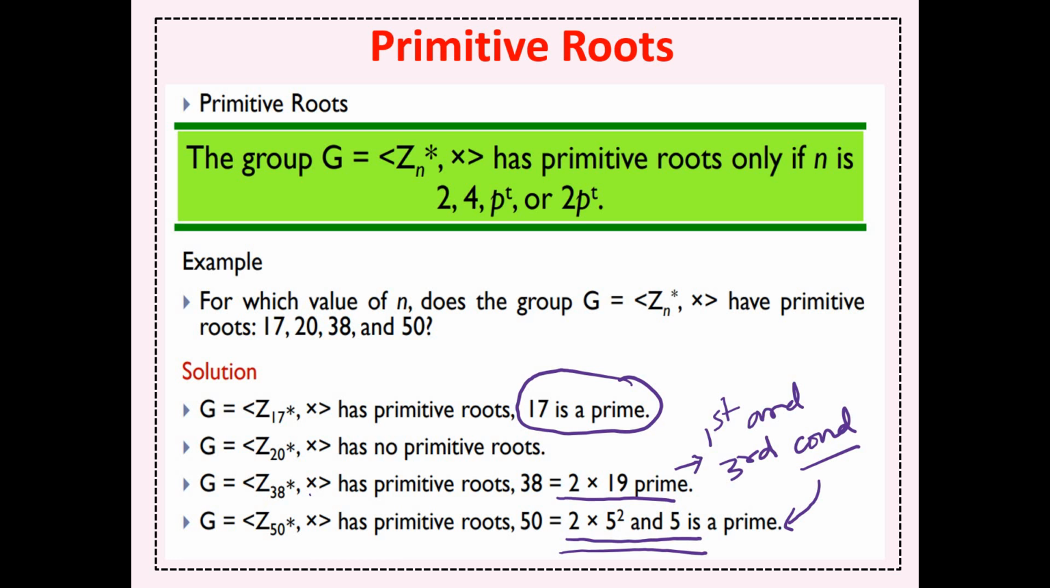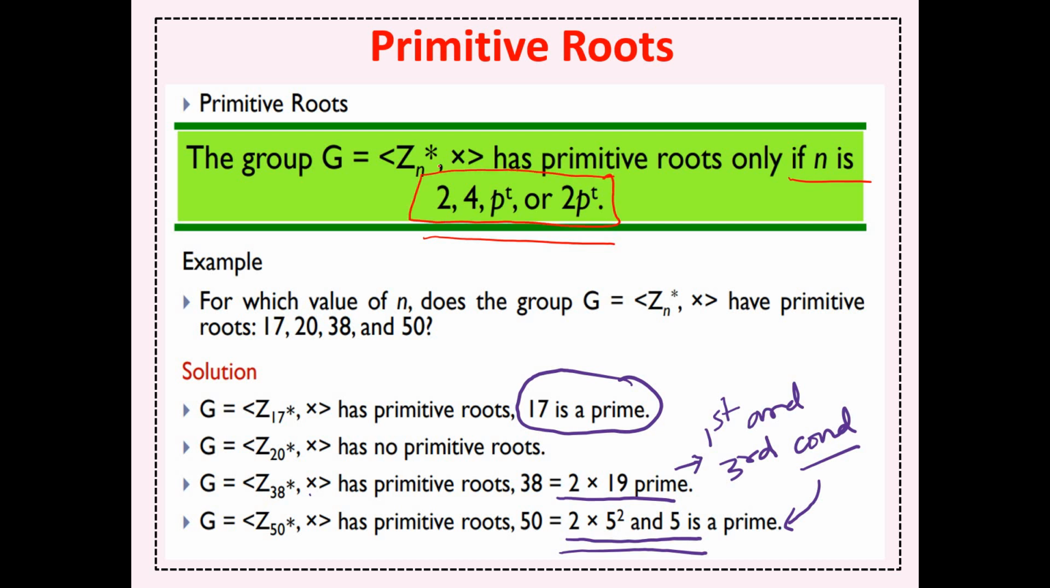So the condition is, if you consider a group of elements G, which is Zn star, with the binary operator as cross, it has primitive roots only if n is 2, 4, p to the power t, or 2 into p to the power t. So this is the condition.